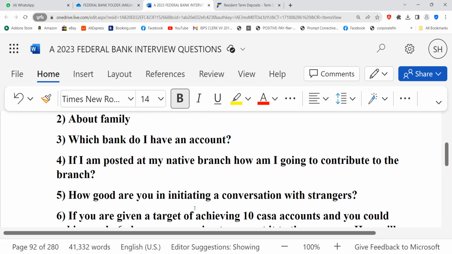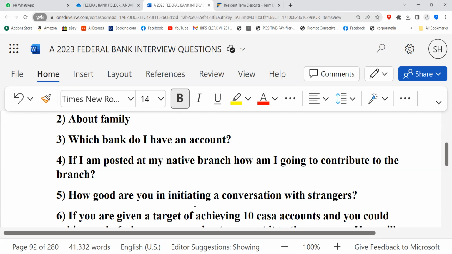Could you follow, Kabiram? Yes, sir. What is your native place? Sir, I'm from Tirunelveli. Supposing we post you in the Tirunelveli branch, Federal Bank is there. Yes, it is there. Supposing we post you in Federal Bank as a clerk in Tirunelveli, how will you contribute for the bank?